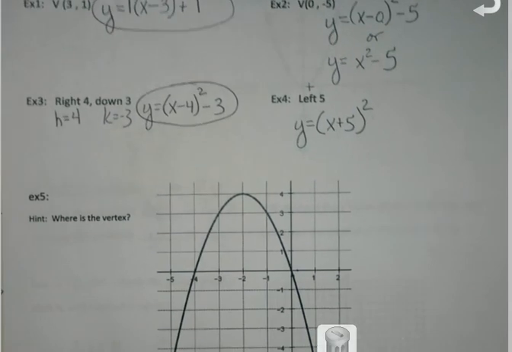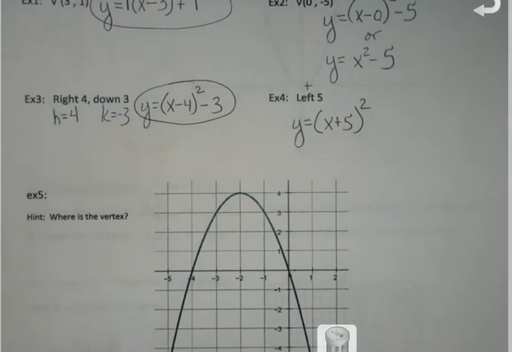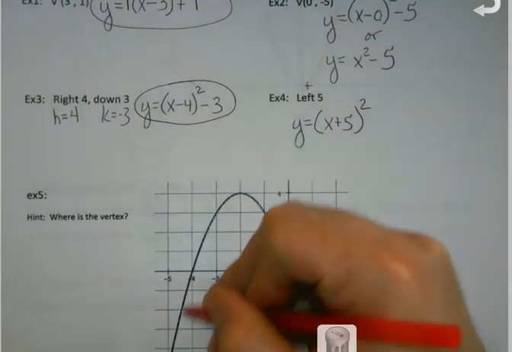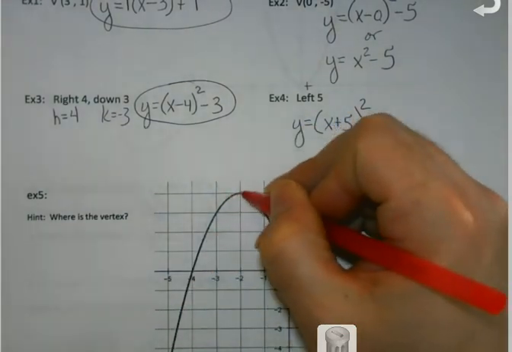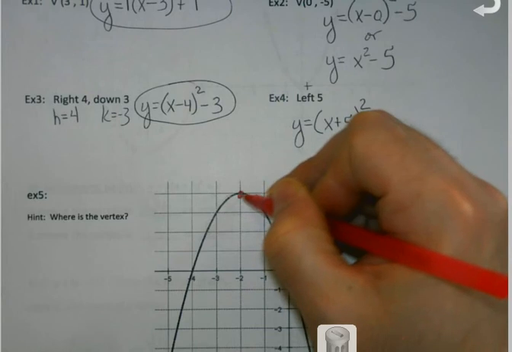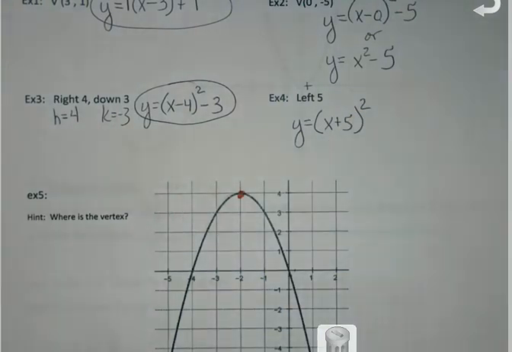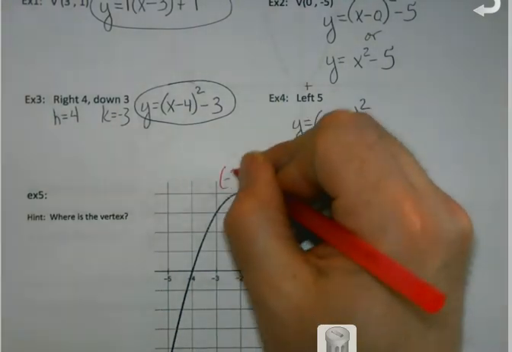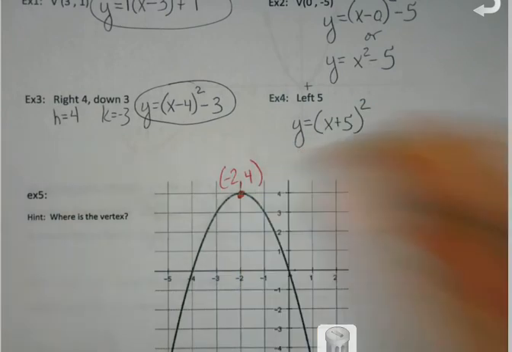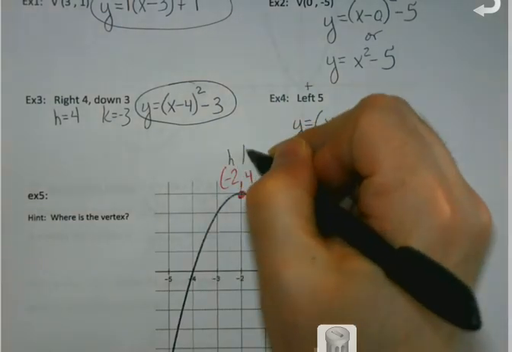And then my last one. Well, what if they just give me a graph? They don't give me any points, they don't give me any shifts, they don't give me nothing. The hint here is, where is the vertex? Where does it change from going up to opening down? Right here. So at -2, 4, which would be my h and k.